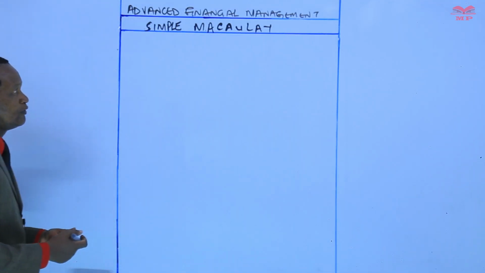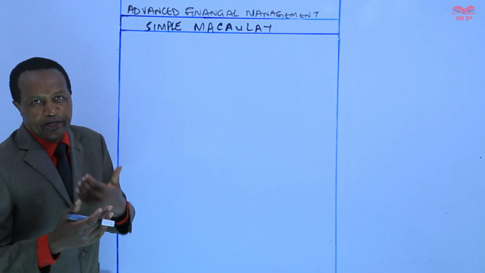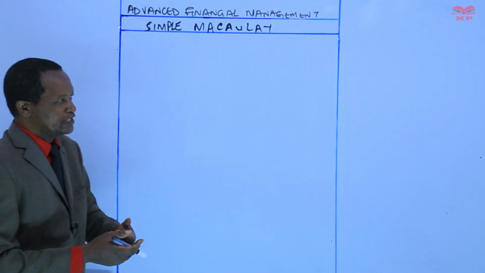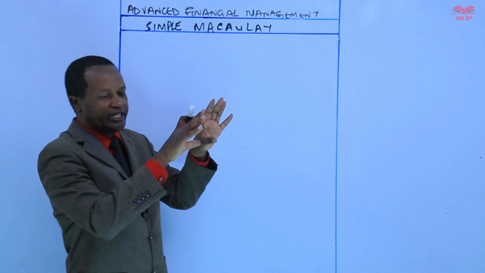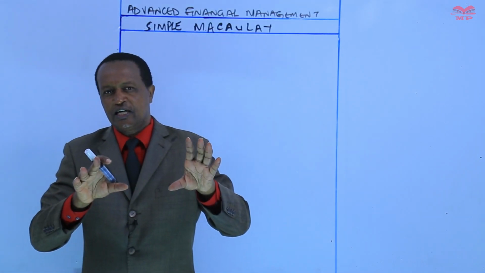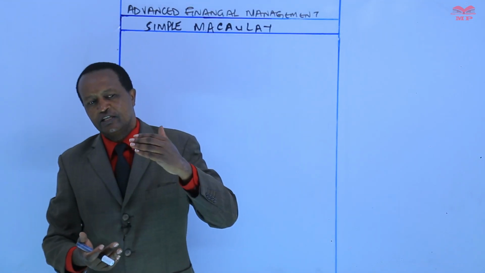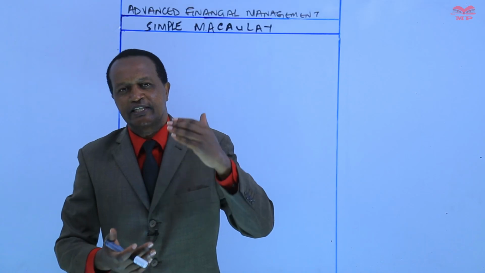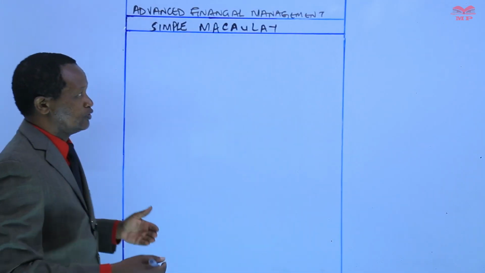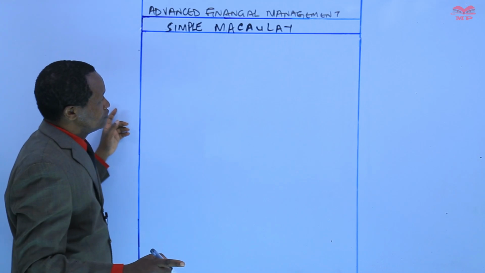That's the meaning of the simple Macaulay duration. It is the average number of years that an investor will wait until the investor receives the benefits, which comprises of the coupon and the redemption value.